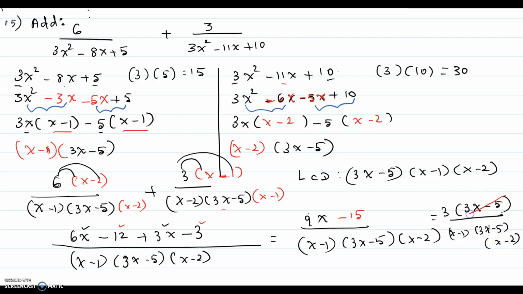Now 3x minus 5 is a common factor on the numerator and the denominator, which can be crossed out. So you are left with just 3 on the numerator over x minus 1 times x minus 2 in the denominator.